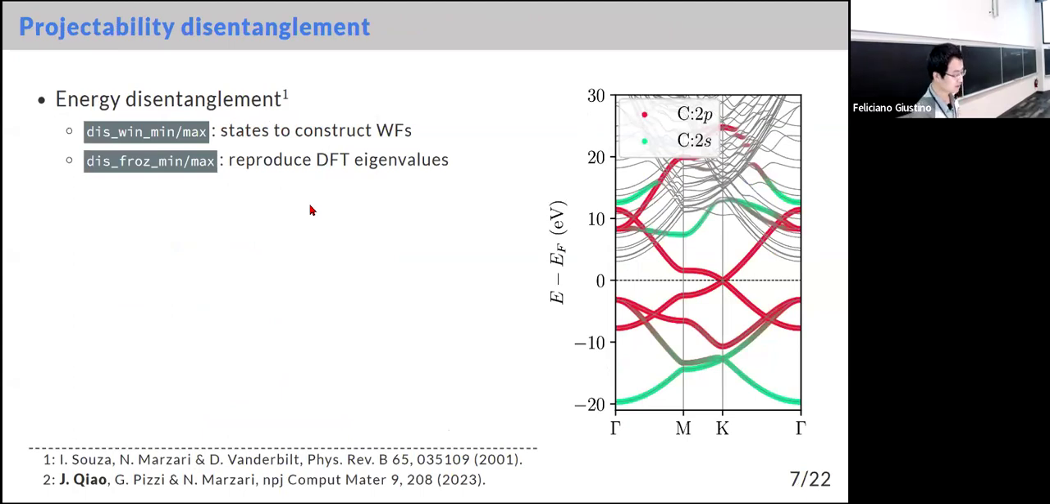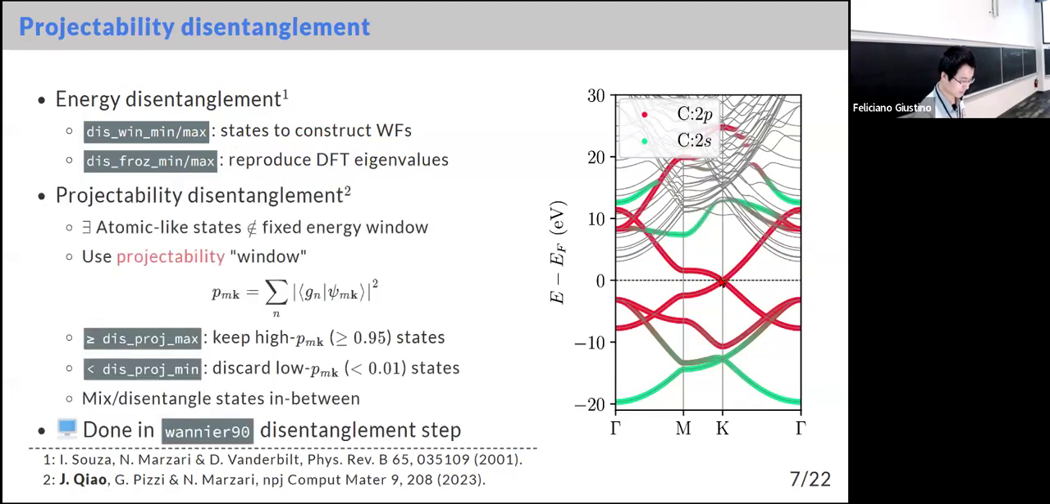Then the second ingredient is projectability disentanglement. Conventionally, we use these four parameters to specify the energy window for selecting states, and also the energy window for reproducing the DFT eigenvalues. For instance, for the graphene band structure, we usually specify the energy window here to reproduce good DFT eigenvalues around the Fermi energy. Now we have a second criterion, which we call projectability disentanglement.